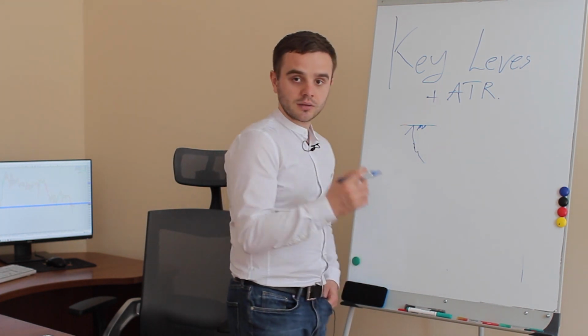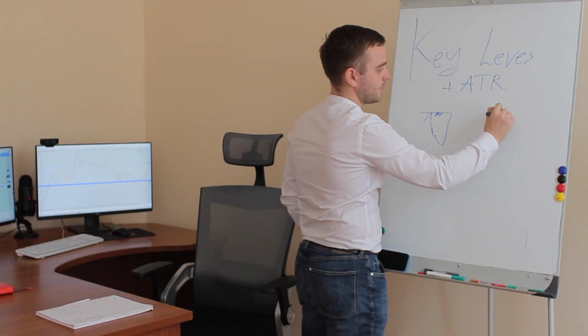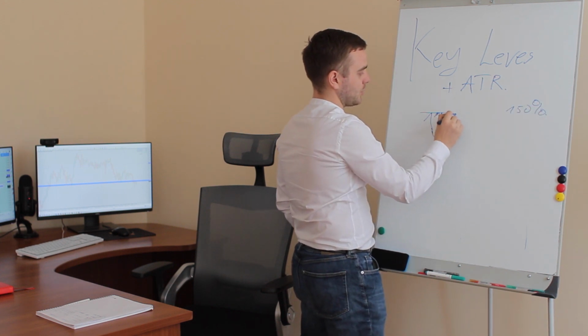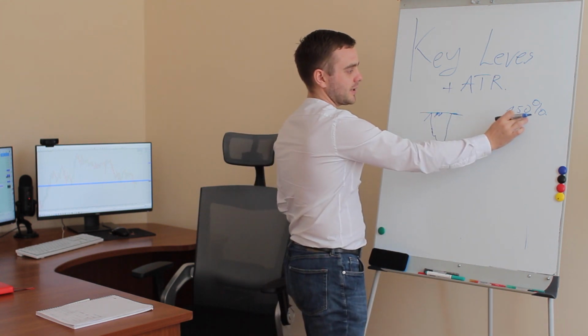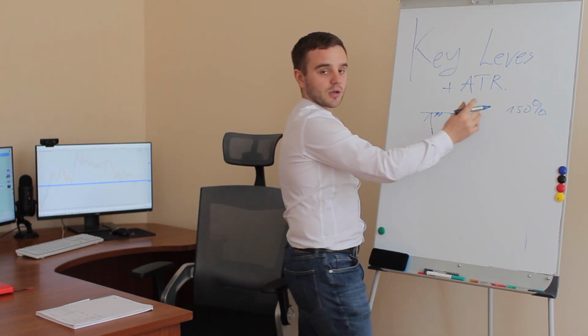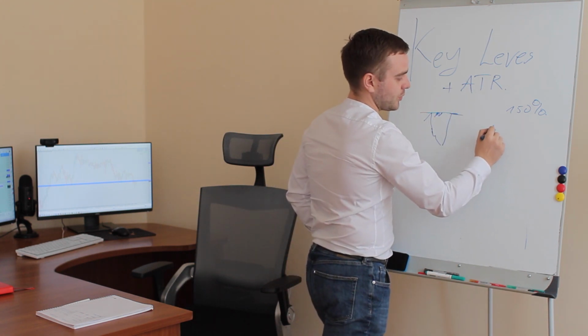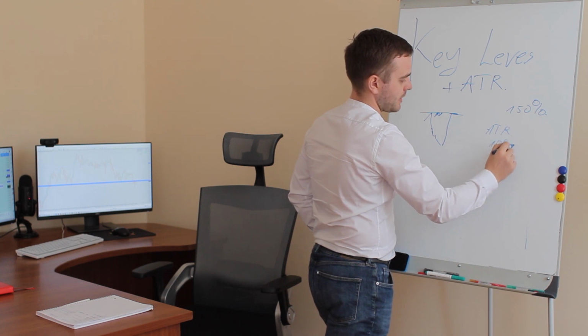First, you need to wait. If price hits this key level with more than 150% of ATR, you can open a sell here. Example for sell and example for buy, and an explanation of 150%. Where did we get it? Just imagine we have the average daily move of EUR/USD, for example like 100 pips.